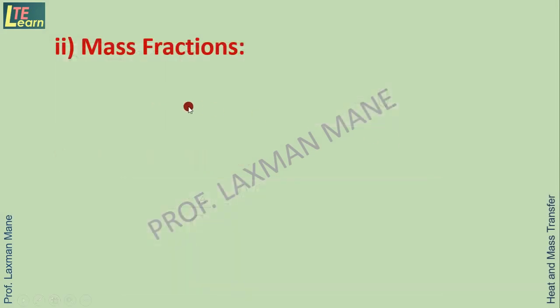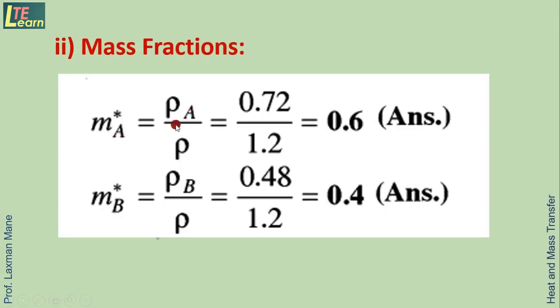Now the mass fractions. So the mass fraction of A is equal to rho A, meaning density of component A, divided by density of the mixture. So we find this. Similarly, this is the mass fraction of component B, meaning rho B upon rho. This is the individual density of gas B divided by the total density. We obtain these two values. These are the mass fractions of A and B gas respectively.